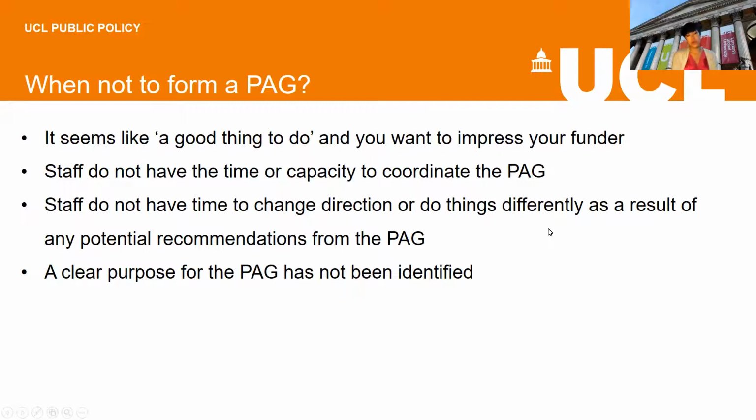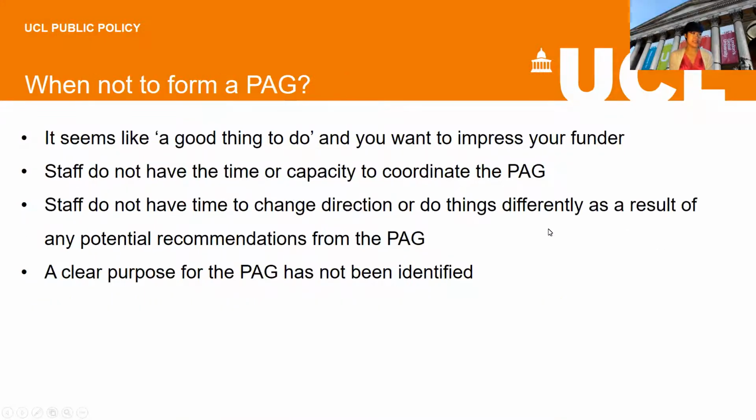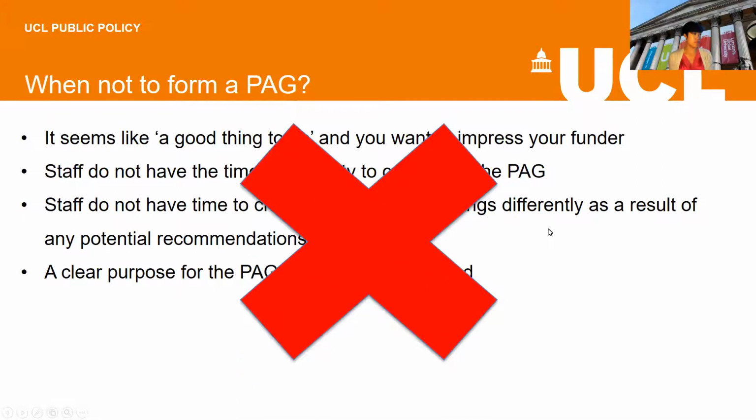And also, if you don't have a clear purpose for your policy advisory group, if you don't really know why people are there, then it's not a good idea to go forward with it. So again, if you can't answer one of these points, whether it's to provide strategic direction, to broker new partnerships, to build status, or to act as a sounding board, if you don't have a clear idea in mind, then don't go forward with it. You might instead want to put a roundtable together, and I'll describe the difference between the two later on, and why you might choose one over the other. So, reasons not to.